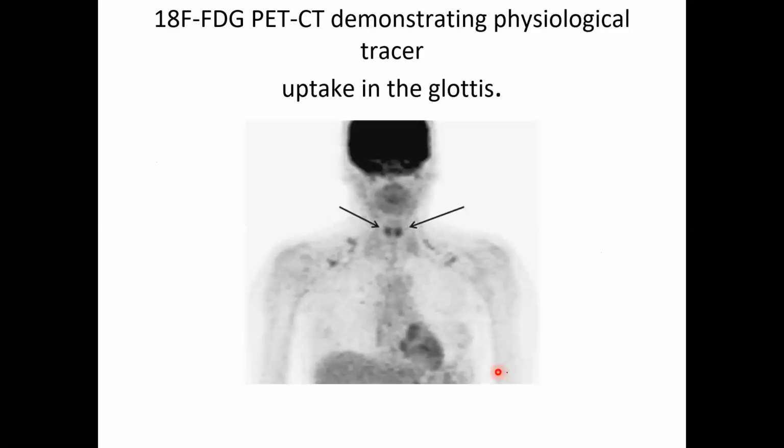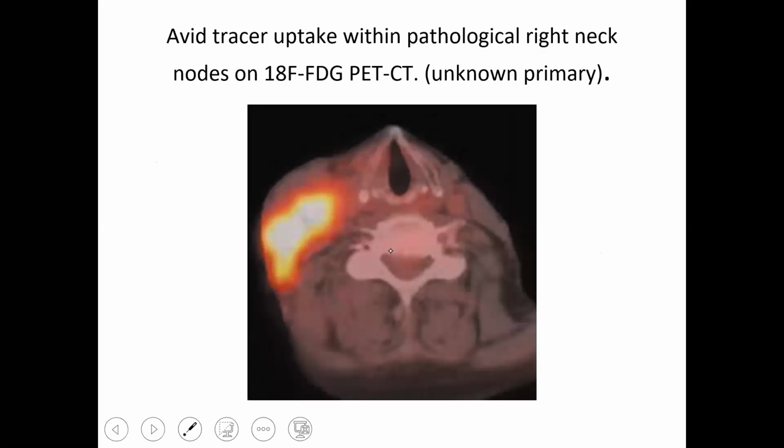So in this FDG PET, we have seen that a tracer can be seen over here. As you could see here, all these are pictures of tracer uptake within the pathological right neck nodes. So you should see that neck nodes, unknown primary, you could see that here.